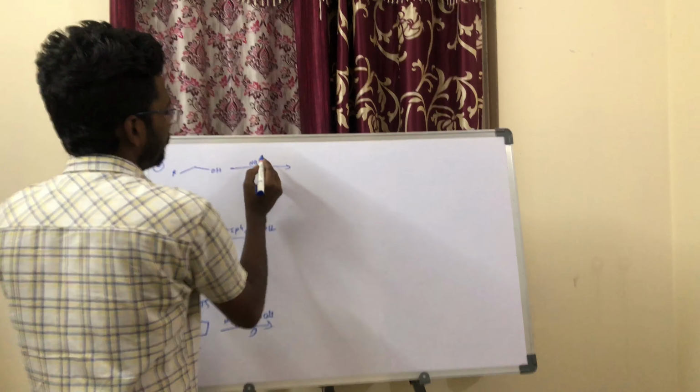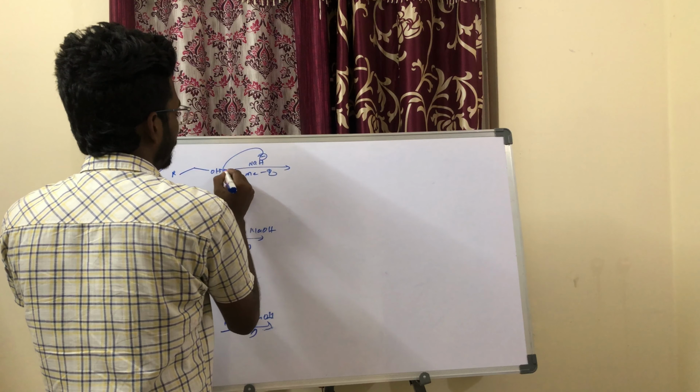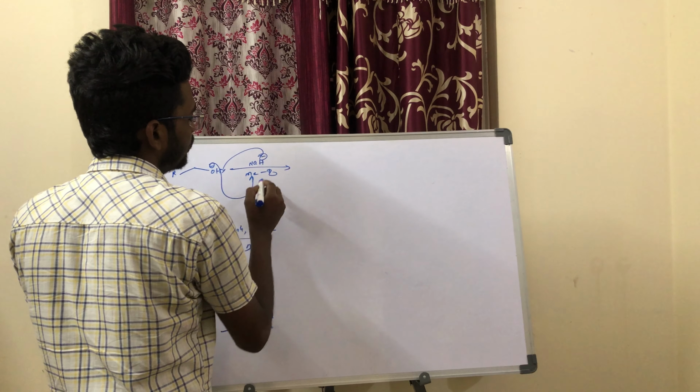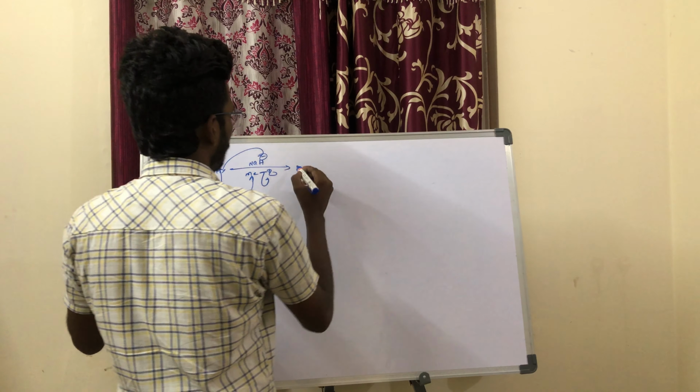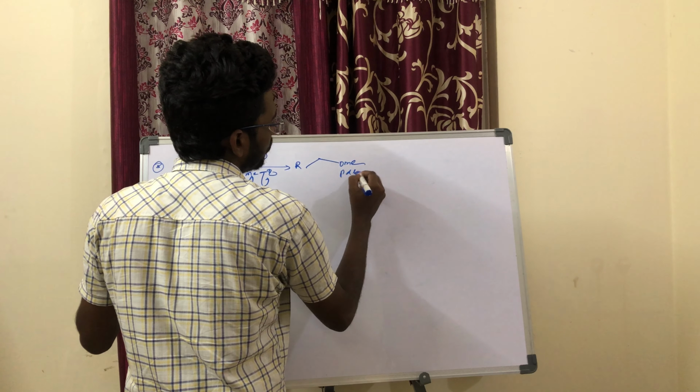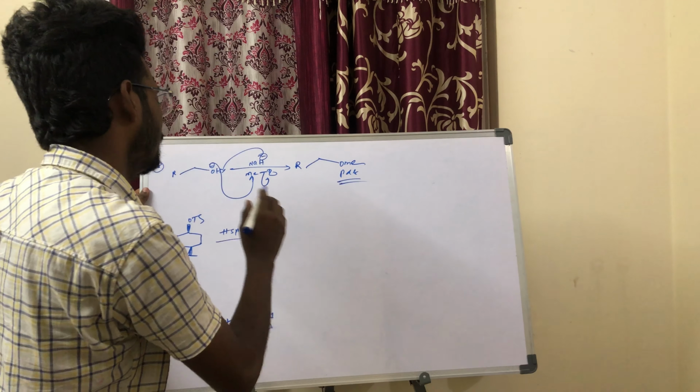See here, it is a base. The base will take the proton from here, right? You will get a negative charge. The negative charge attacks this methyl group. This iodine will leave. Obviously, you can write OMe directly. This is your product. I hope you understand this reaction, right?